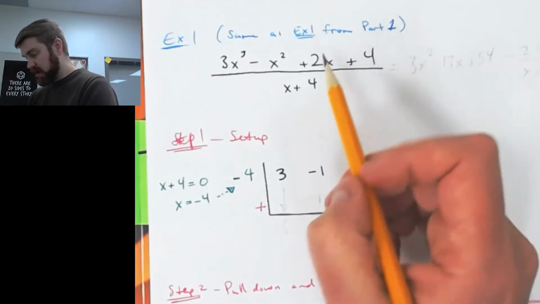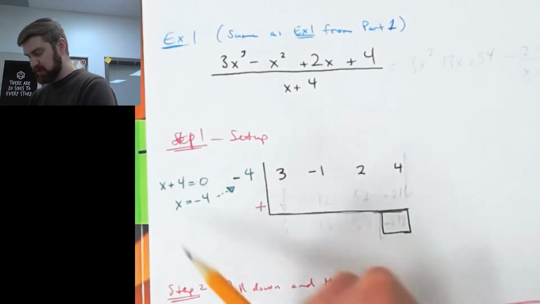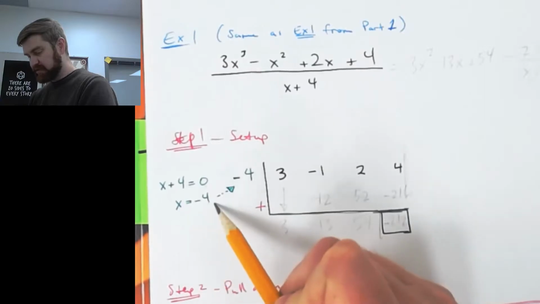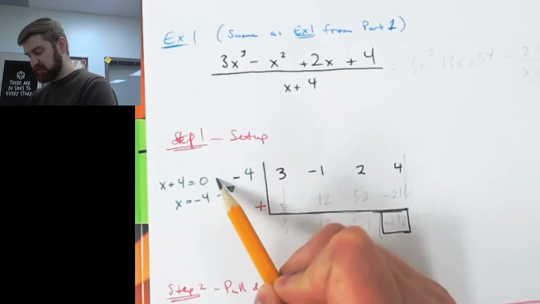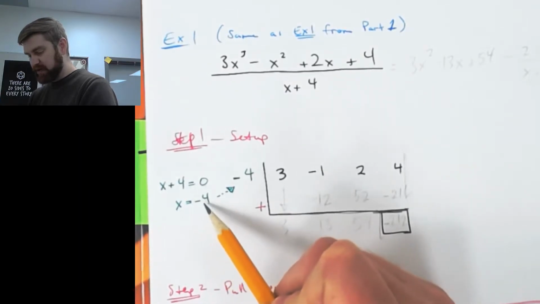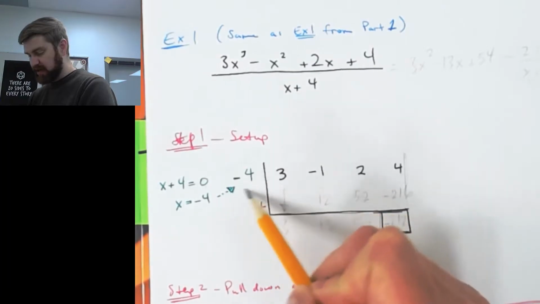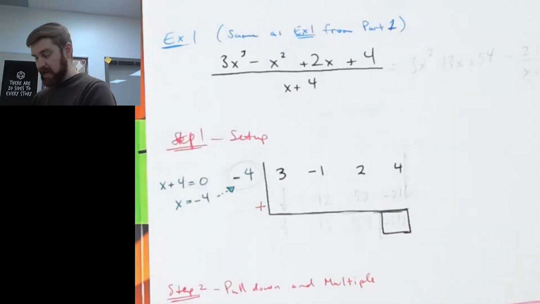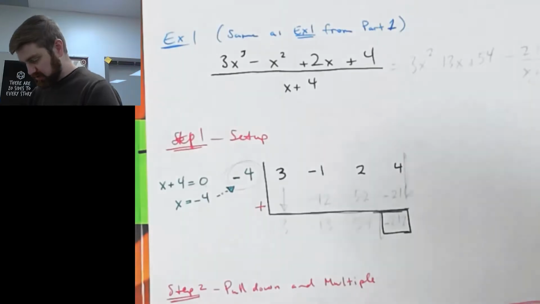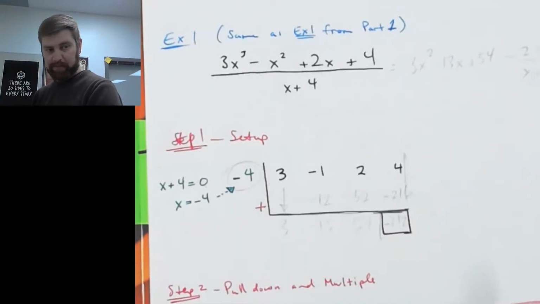I need to grab the denominator, set it equal to 0, and isolate my x. In this case, x plus 4 equals 0. If I subtract 4 from both sides, I get that x equals negative 4. Once I have the negative 4, I can write it up here, and I can start my process, steps 2, 3, and 4. So step 1 is now done.